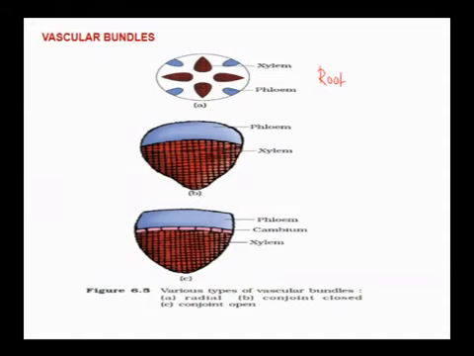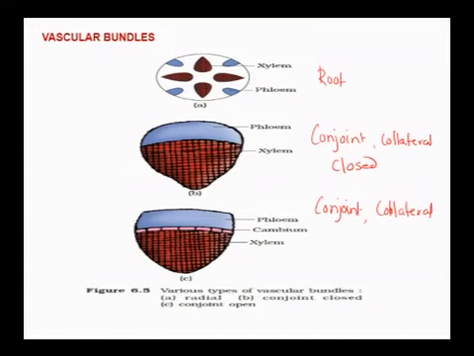The second diagram is showing xylem and phloem without cambium. This arrangement is conjoint, collateral, closed. And here, in the third diagram, xylem and phloem are together, conjoint along the same axis, so it is collateral with cambium, so it is open.